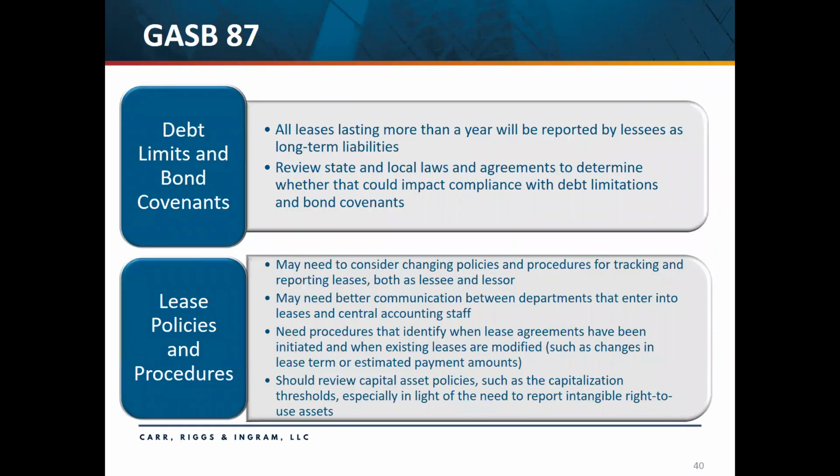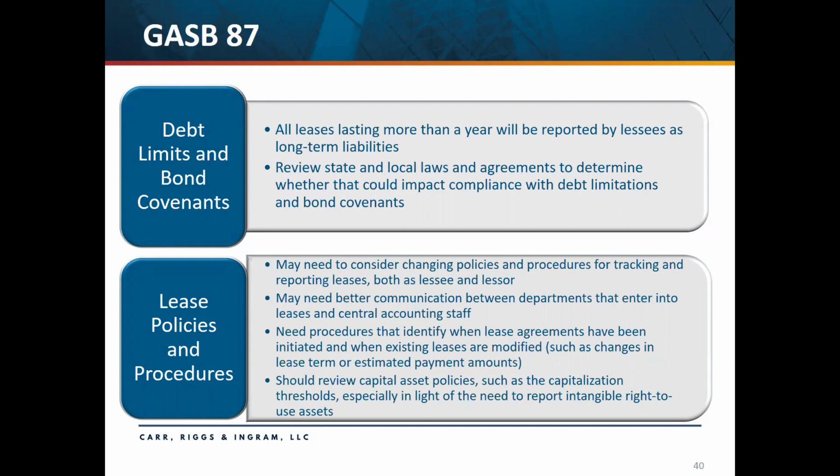So with GASB 87, we have debt limits and bond covenants. All leases lasting more than a year will now be reported by lessees as long-term liabilities. This will have an impact on state and local laws and agreements, to determine whether it could impact compliance with debt limitations and bond covenants. We need to look at lease policies and procedures and consider whether changing policies and procedures for tracking and reporting leases is needed, both at the lessee and the lessor level.